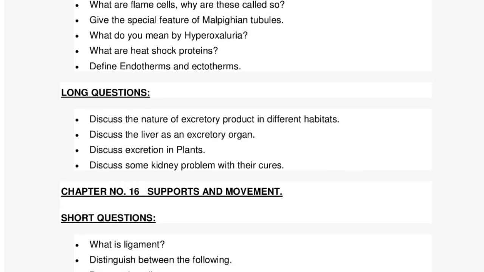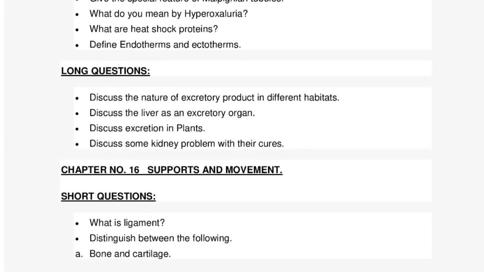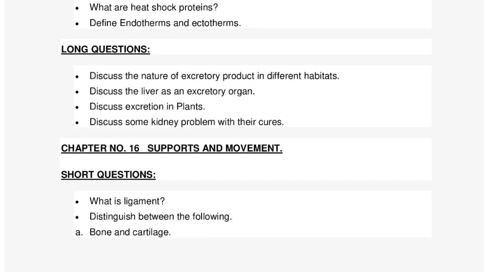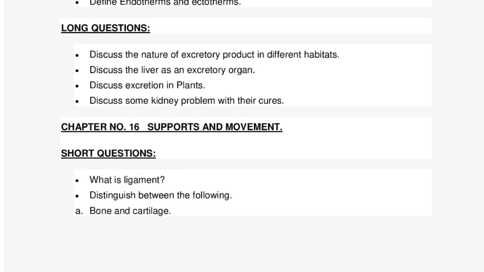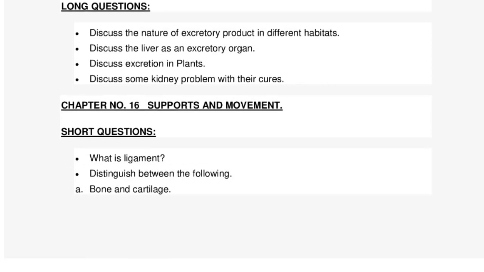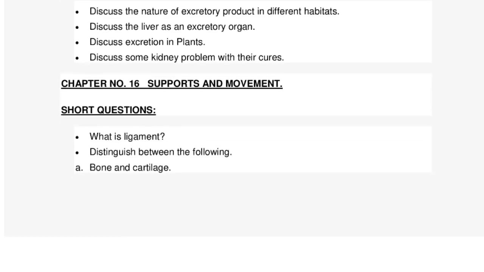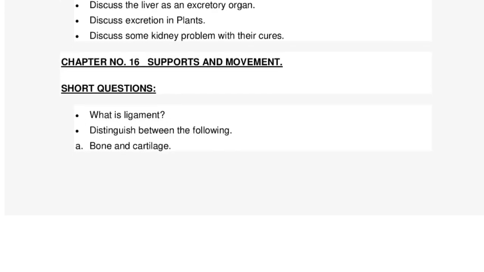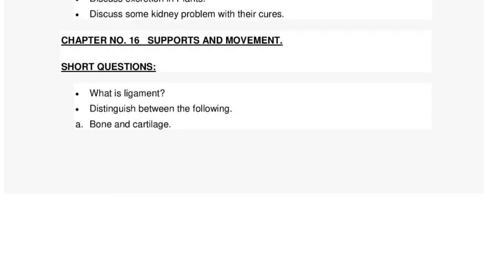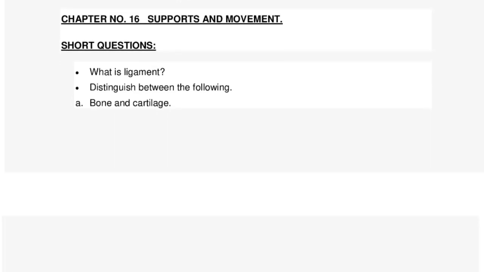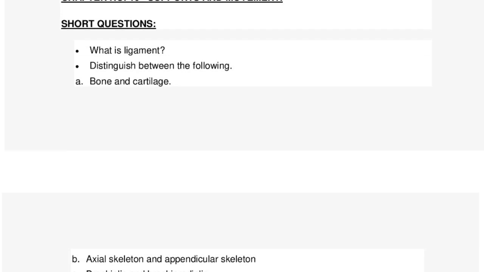Chapter No. 16 Supports and movement. Short questions. What is ligament? Distinguish between the following. A. Bone and cartilage. B. Axial skeleton and appendicular skeleton. Brachialis and brachioradialis. Define secondary growth and give its significance.